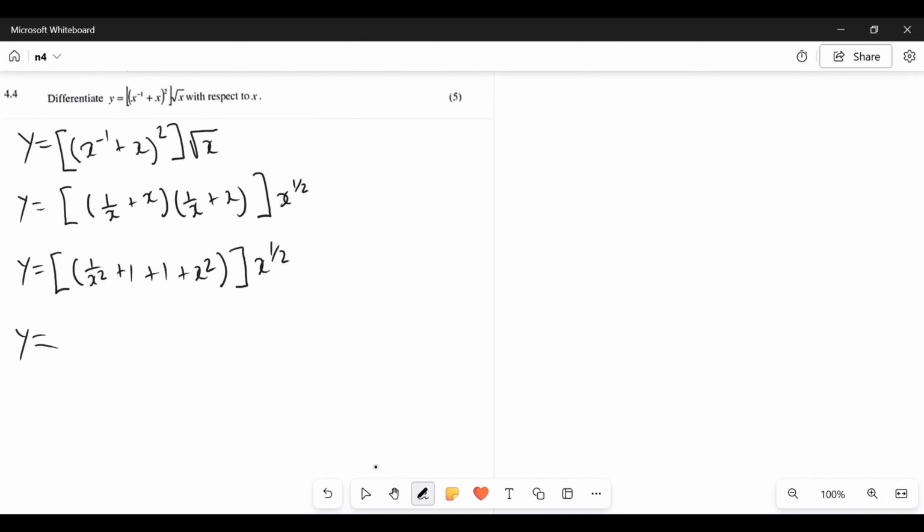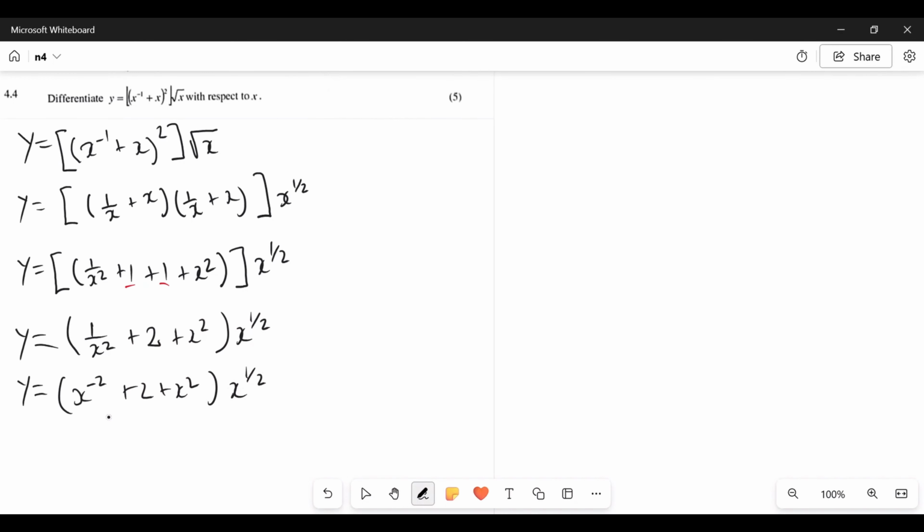So let's continue. As you can see there, open bracket, we have like terms. We have 1 and 1. So 1 and 1, they're gonna give you 2. So we can write this as 1 over x squared plus 1 is going to be 2 plus x squared. There we go. Multiplied by x to the power of half. Again, we are not done. We need to get rid of this here. Before we get rid of the brackets, we need to rearrange this. We can write the first term here as x to the power of -2 plus 2 plus x squared. All this multiplied by x to the power of half.